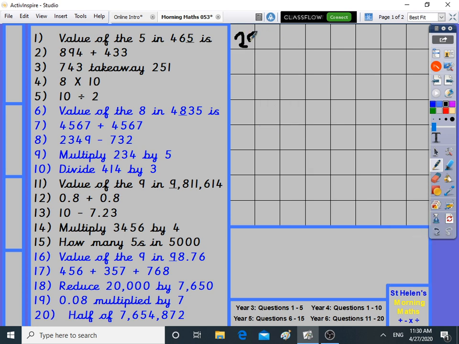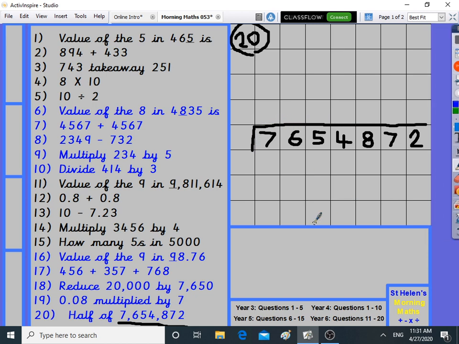Question 20 is going to be a big old bus stop, because to halve difficult numbers, you'll be wanting to use the bus stop. 7,654,872. One of the trickiest things with big numbers is just copying them correctly, so always check that. See if you catch me out one day not copying something right, because I am guilty of that sometimes. Let's divide this by 2.